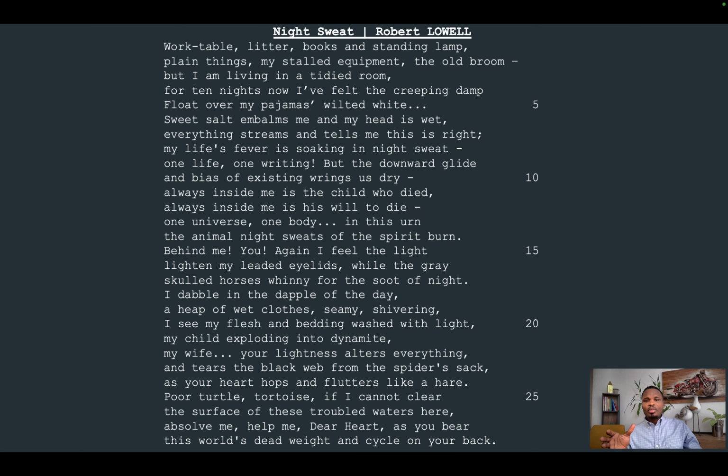Now, one of the things I want you to note is that the poem appears to be two poems in one, like I've already mentioned or alluded to. So line 1 to line 14 appears to be one poem. And then the second, from line 15 to 28, is the second part. So we're going to see that as I begin the analysis.